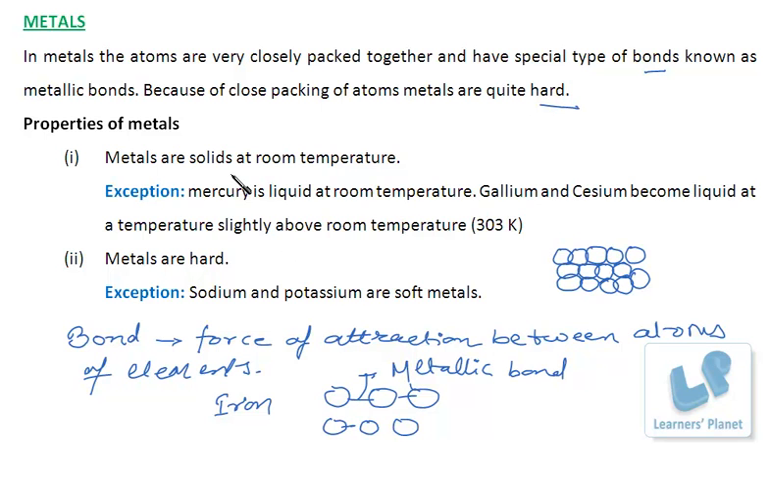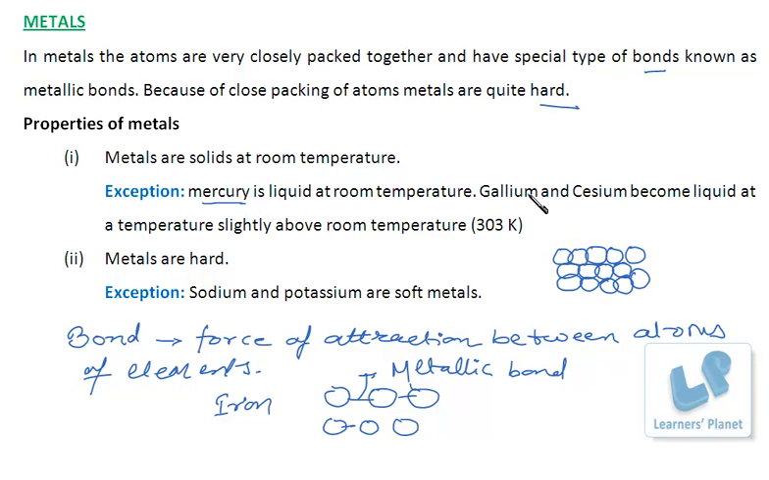Now the metals are solids at room temperature. You can take any metal: sodium, potassium, gold, silver, iron, tin, copper. These are all metals which are solids at room temperature. But there is one exception, and the exception is mercury. Mercury is also a metal, you know, but it is a liquid at room temperature. The rest of the metals are solid. So this is an exception.